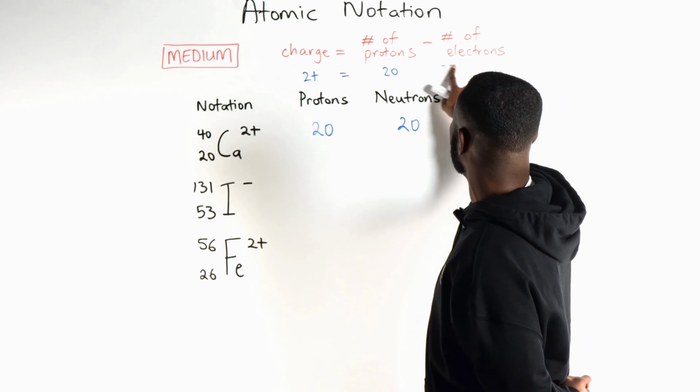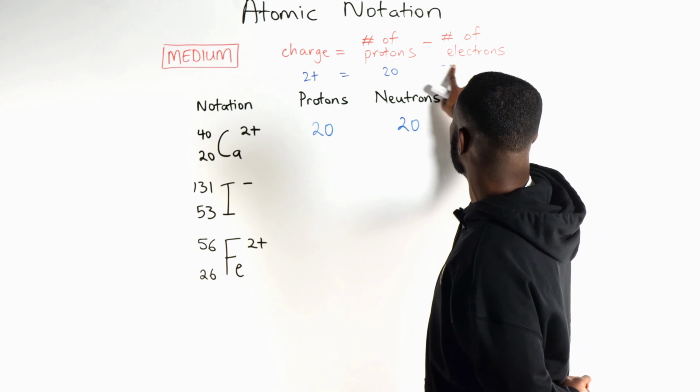So here, the number of protons is the atomic number, the smaller one, so 53. The number of neutrons will be the mass number, take away the atomic number. So in this case, that will be 131, take away 53, which gives you 78. And to work out the number of electrons here, we've got a -1 charge this time. So this would be -1 equals the number of protons, which is 53.